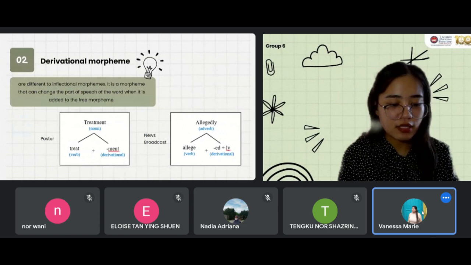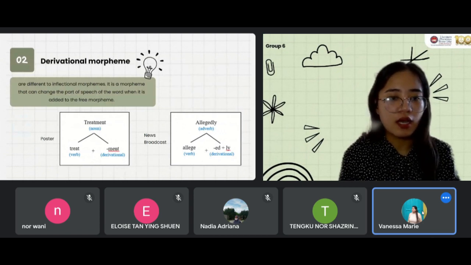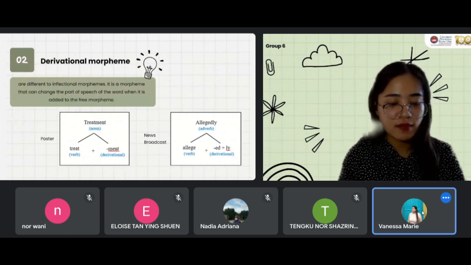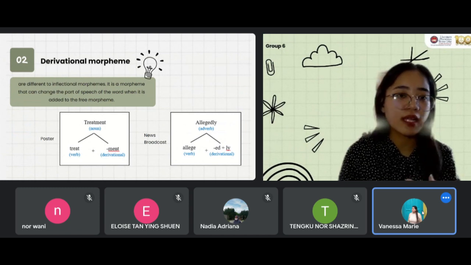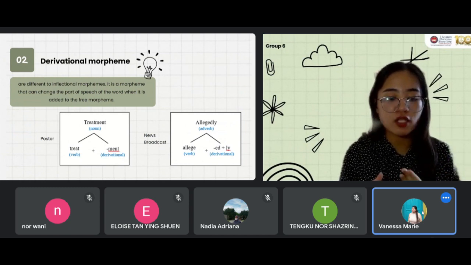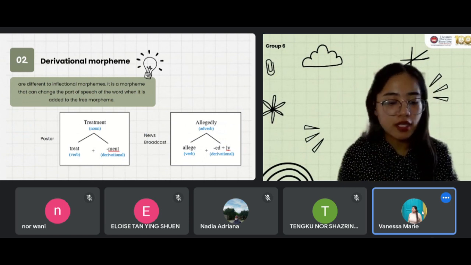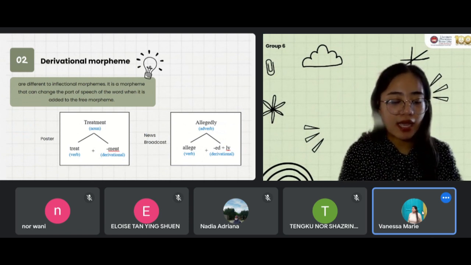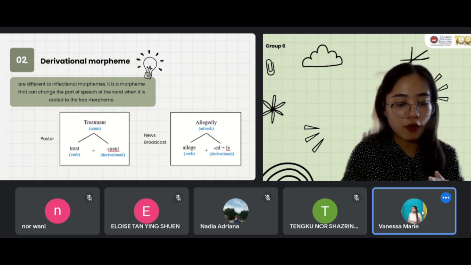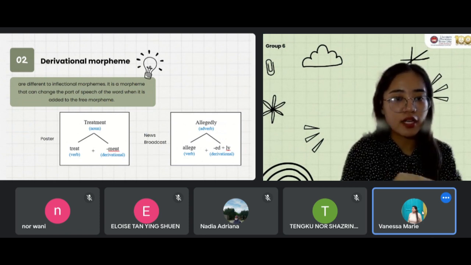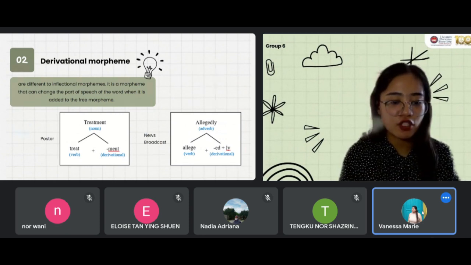Next is derivational morpheme. This is different from inflectional morphemes because it is a morpheme that can change the part of speech of the word when it is added to the free morpheme. For example, the word treatment, treat acts as a verb and is the root word for treatment, and the word ment is a derivational morpheme.